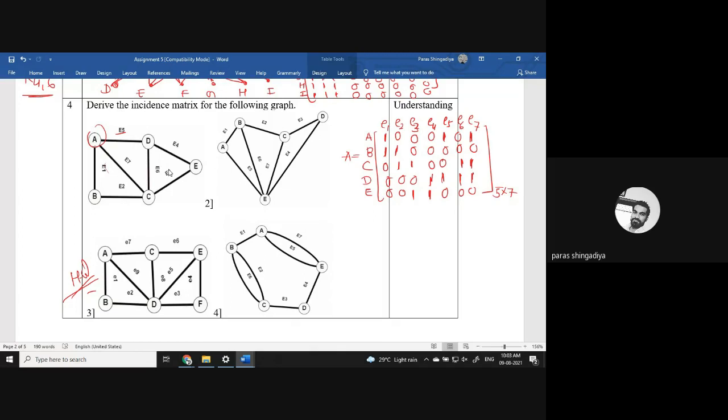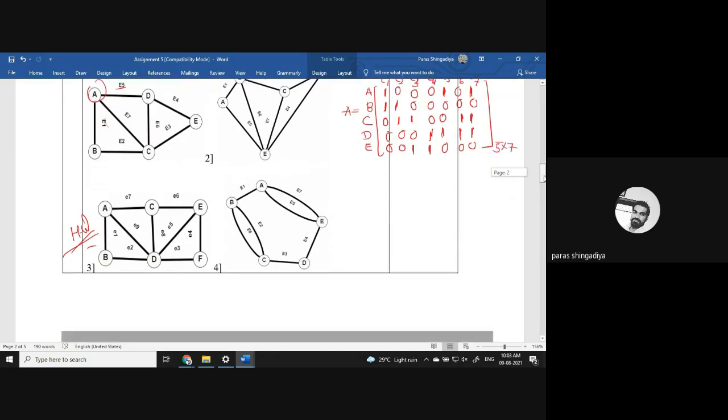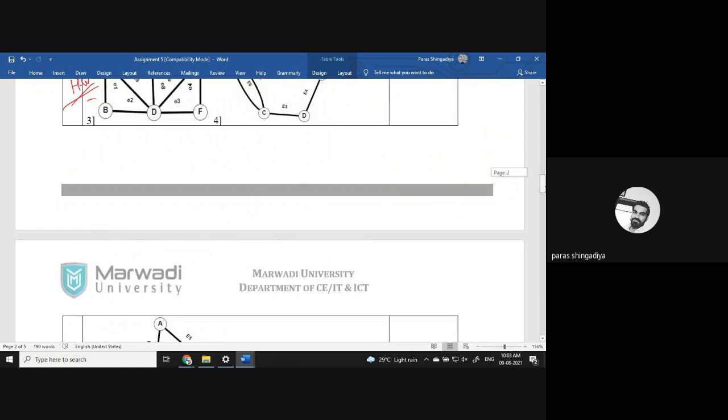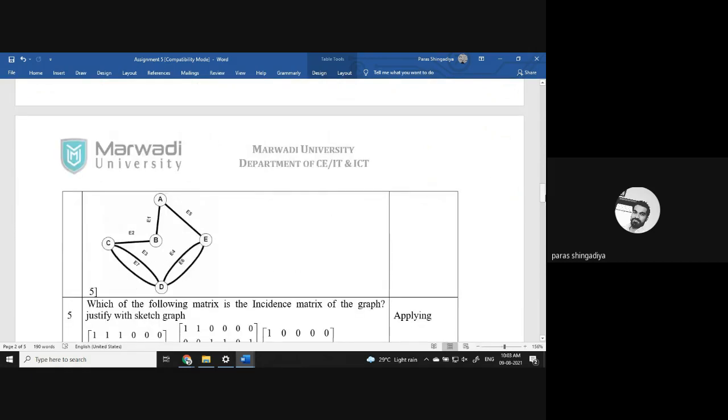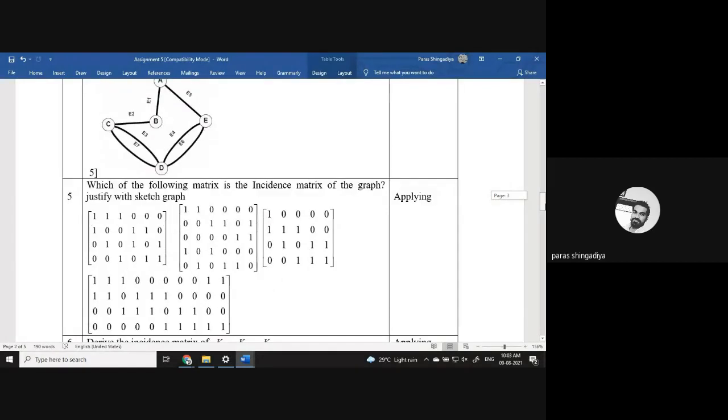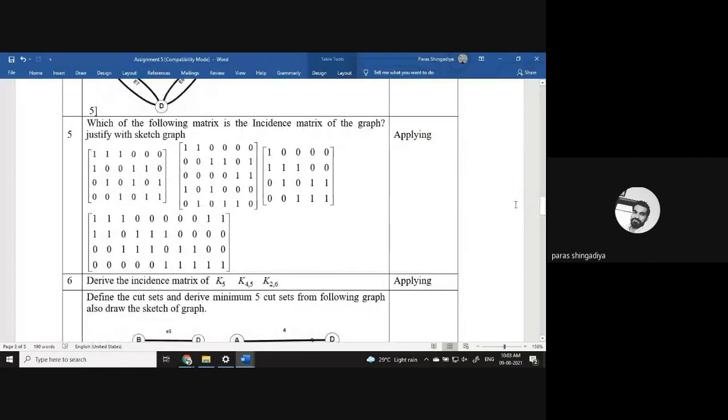Okay. Now the next two graphs are for your practice. Just try it. It's not difficult. And we'll discuss your doubts in the next lab, if you have any. The fifth one is also for practice. Clear? Just try it.